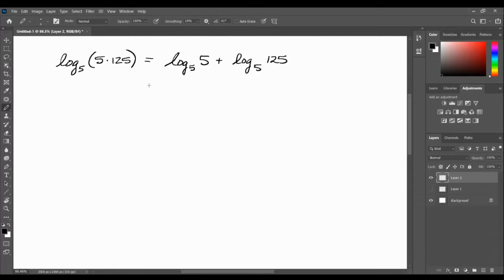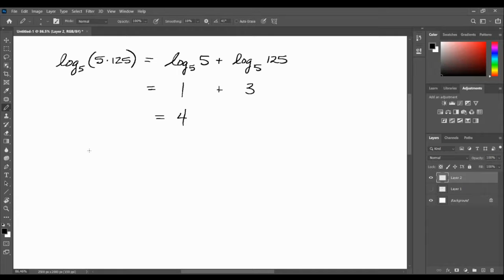Now that I have that split, log base 5 of 5, we saw from our properties yesterday, that's 1, because the base here, raised to what power, is the argument. 5 to what power is 5? That's 1. We'll do the same idea here. 5 raised to what power is 125? That's 3, because 5 cubed is 125. So this is 4. So log base 5 of 5 times 125 is 4.